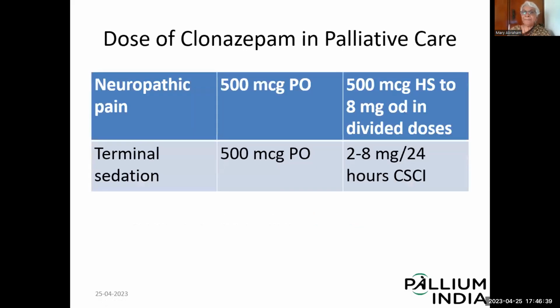Now coming to clonazepam, given in a dose of 0.5 milligrams for neuropathic pain. It's also given for sedation for pain patients with cancer. Not terminal sedation, but routine sedation for insomnia, you can give in a dose of 250 microgram or 0.25 mg. Or you can even give it for terminal sedation in a dose of 500 microgram, or even as a continuous subcutaneous infusion of 2 to 8 milligram.